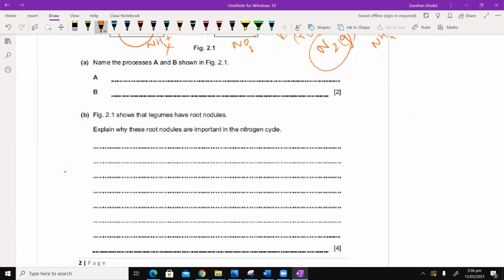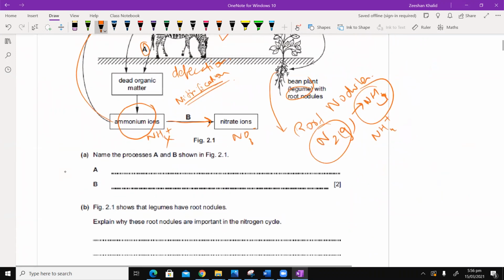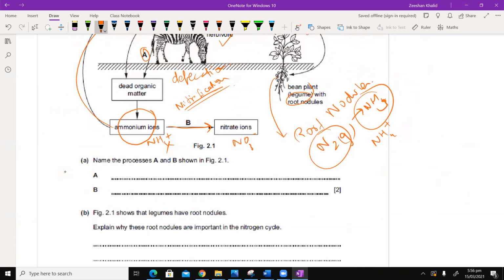Okay, B part 4 marks. Go ahead. It says figure 2.1 shows legumes have root nodules. So again, you can see the swellings on the roots. Explain why these root nodules are important in the nitrogen cycle. It's a 4-marker question. बहुत simple hai to answer this question. Now think about it. Let's look at the question. Explain. So you have to give reasonings. Why root nodules are important? What role do the root nodules play in nitrogen cycle?